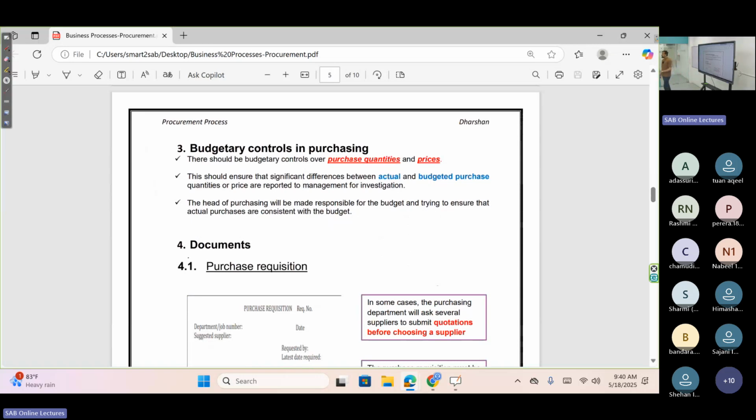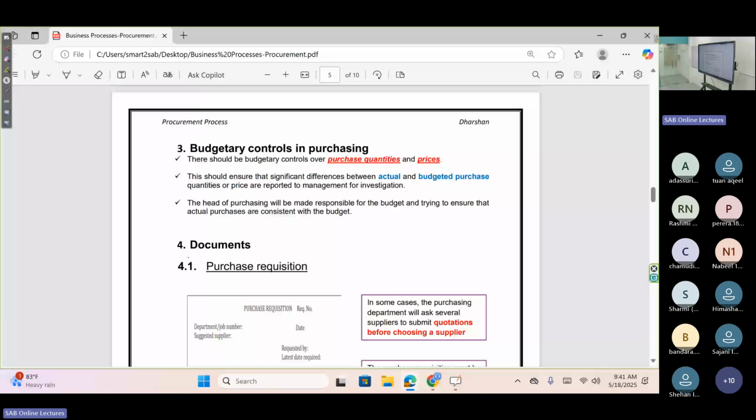So third topic, budgetary controls. When we were discussing the process of purchase, I said purchases should be within the budgetary limits. Finally, cost control is the most important factor in an organization. Companies have other things too, but one of the most important things is cost control.